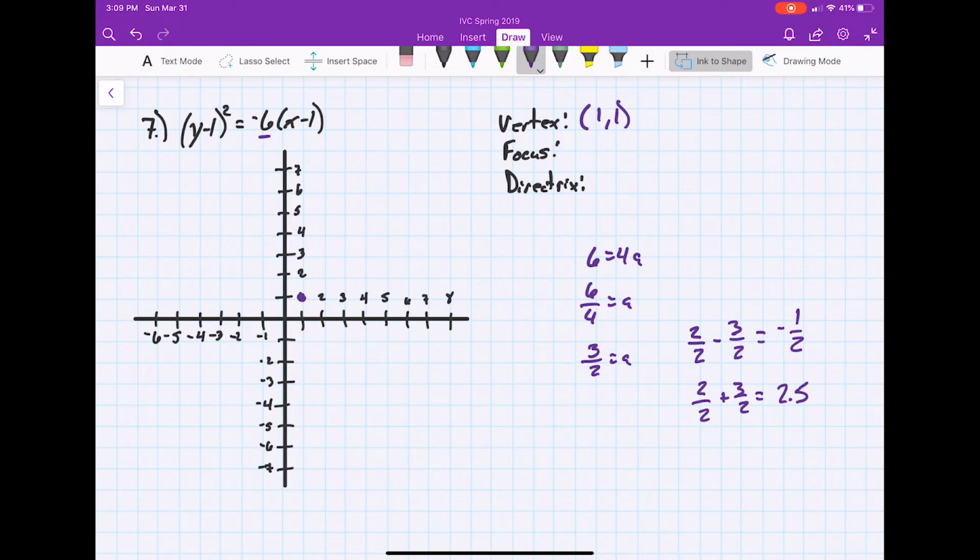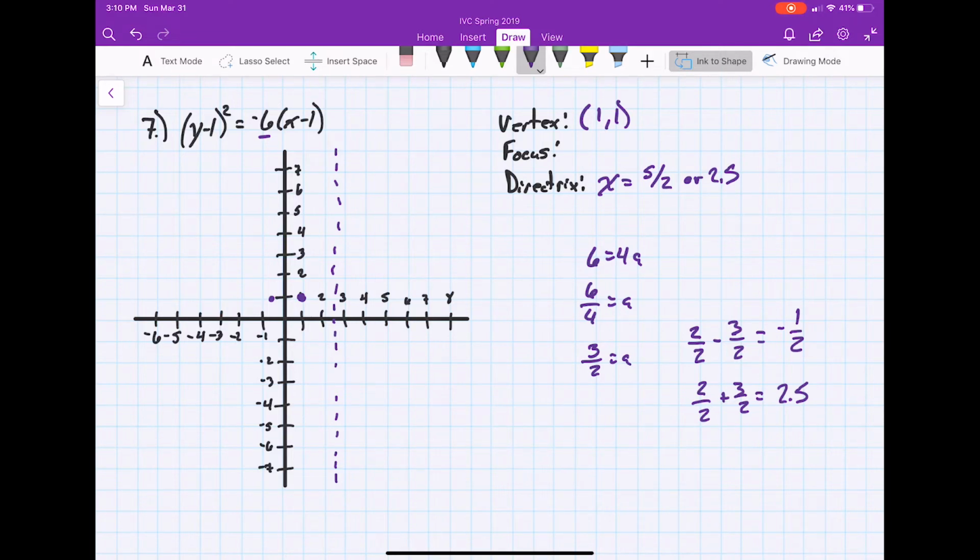So our directrix is going to be x equals 5 halves, which is what I got down below. If you want to keep it all in fractions, I think we're supposed to, but anyway. So I can put my directrix right here, and I'm going to put my focus over here. It's going to be -1/2, 1 right here. That's my focus.